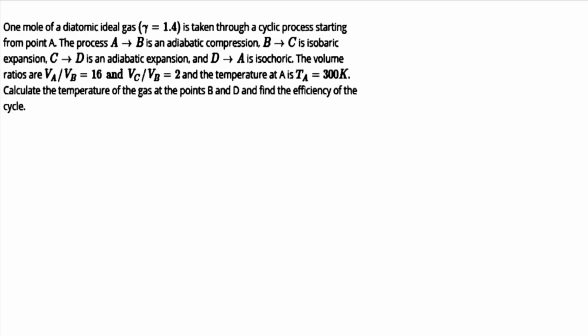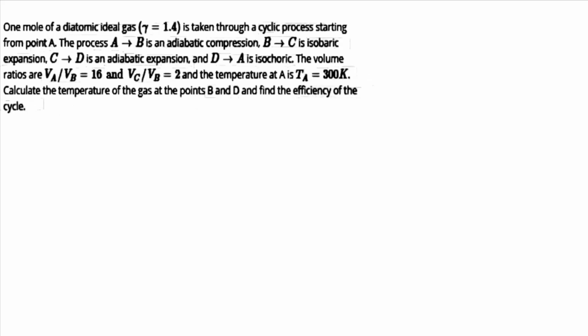Hello everyone. So we are given the question which says 1 mole of diatomic ideal gas having an adiabatic index of 1.4 is taken through a cyclic process starting from point A. The process AB is adiabatic compression, BC is isobaric expansion, CD is an adiabatic expansion, and D to A is an isochoric process. The volume ratios are given, VA by VB is 16, VC by VB is 2, and the temperature at A is 300 Kelvin. We need to calculate the temperature of the gas at points B and D, and also find the efficiency of the cycle.